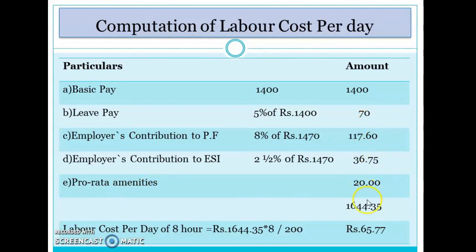By adding all these, we will get 1644.35. In the question, it was also given that the labor cost per day is for 8 hours, and 200 hours is given in the last line. So we are going to multiply this amount into 8, as we are calculating for per day. For one day, the working hours is 8 hours. So into 8 divided by 200, which is the total hours the labor has worked. So we get the answer as rupees 65.77.